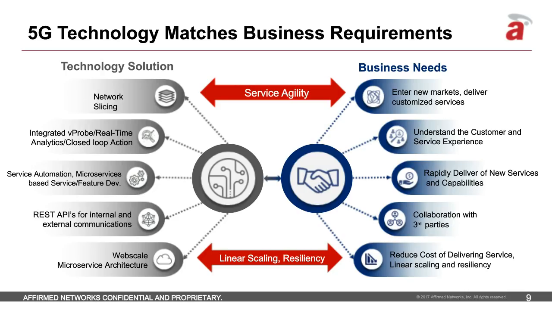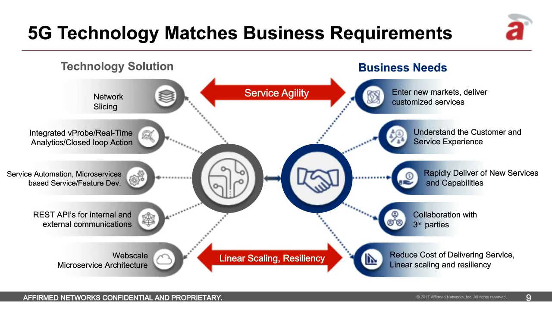If we start at the top here, we want to enter new markets and deliver customized services, and we do this through network slicing. Slicing gives us the ability to isolate one delivery vehicle from the next in order to introduce new things, fail-fast methodologies, without jeopardizing all your existing services. So network slicing gives you this kind of isolation that lends itself to a very agile service rollout approach.